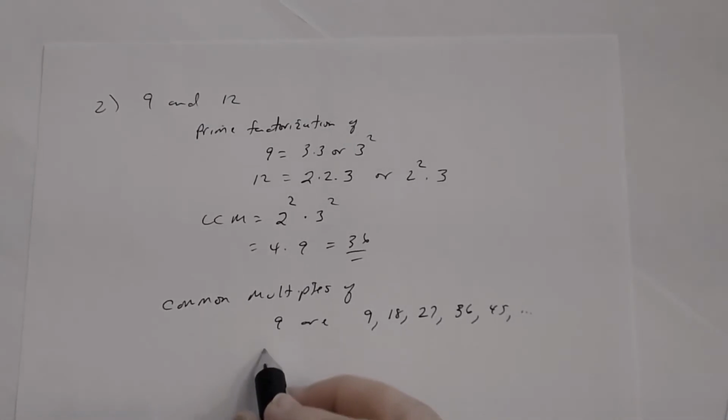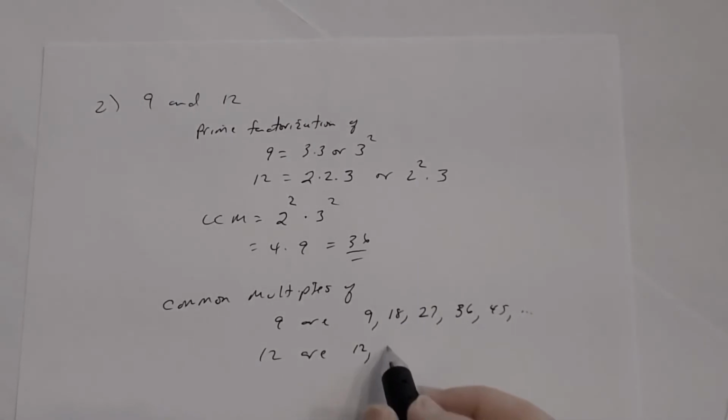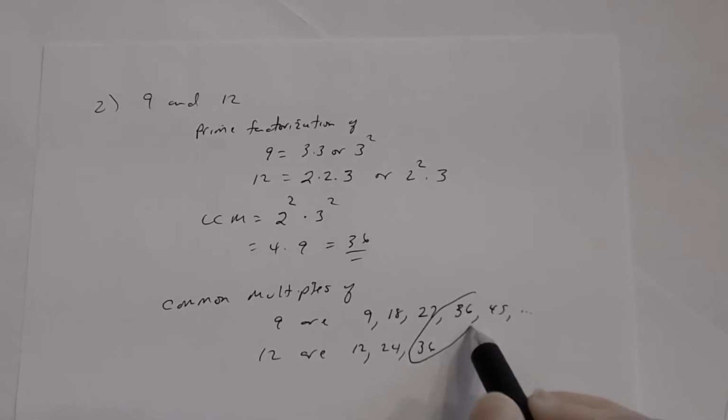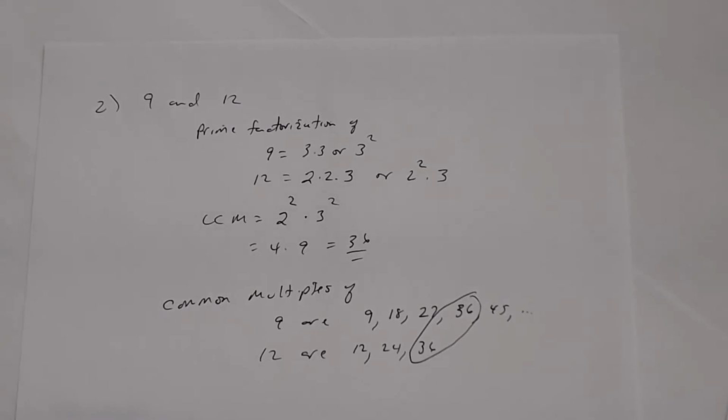And then for 12, the common multiples of 12 are 12 times 1 is 12, 12 times 2 is 24, 12 times 3 is 36, and I'm stopping because I found the least. And what's the least? 36. So it is important that you're able to do both. Use prime factorization and then use this.